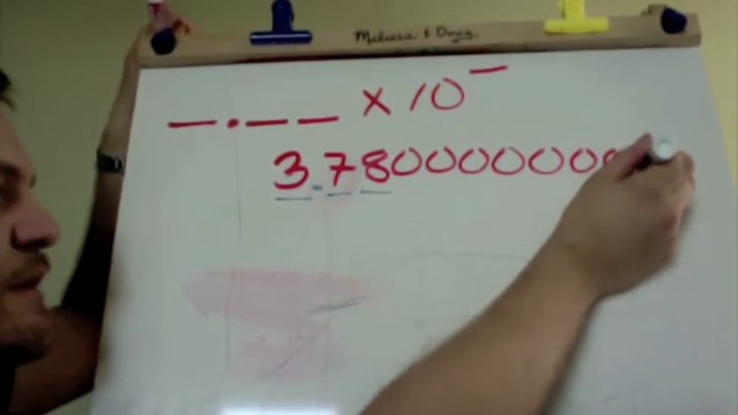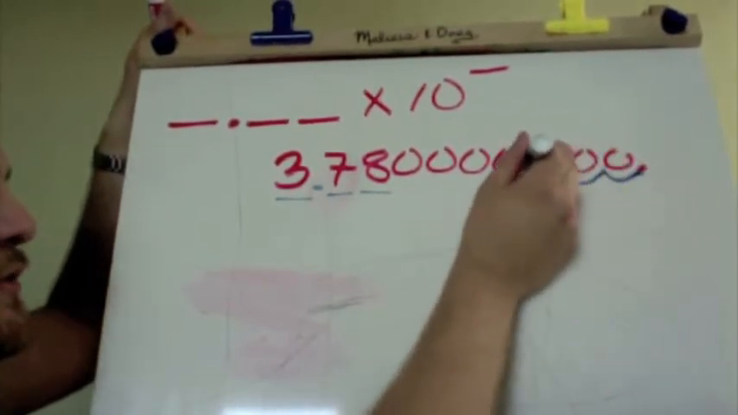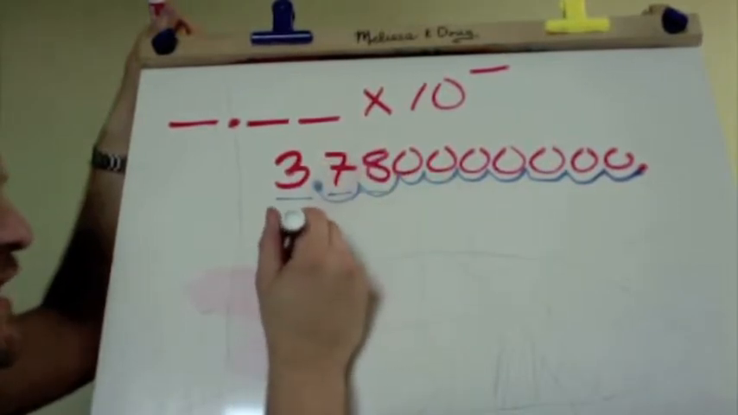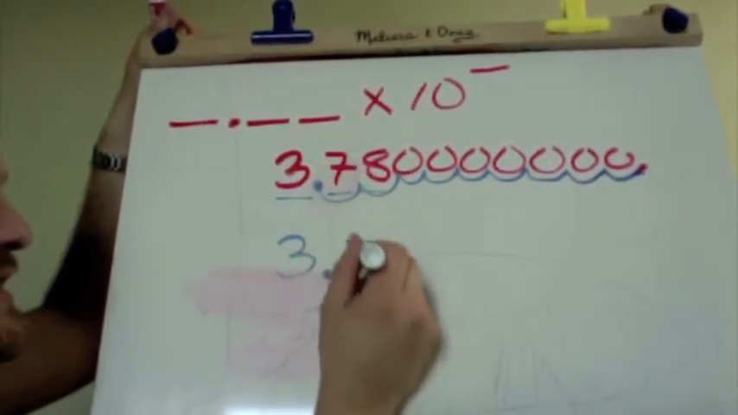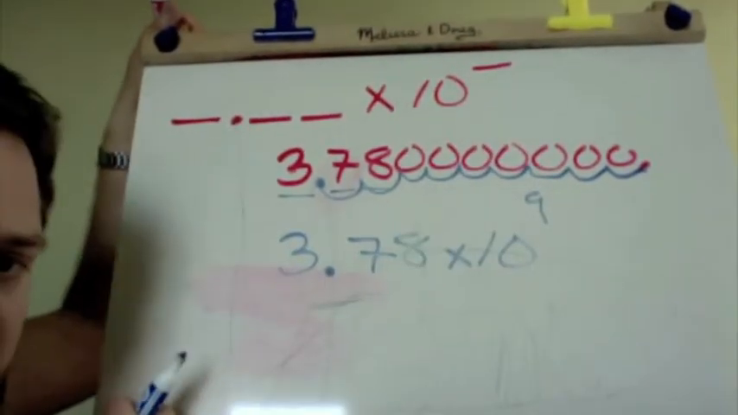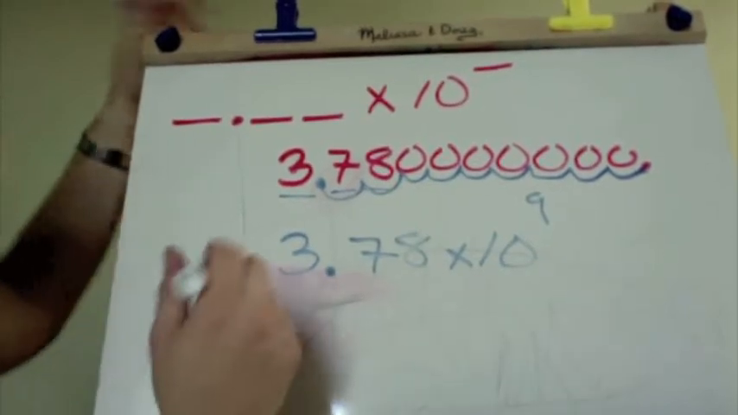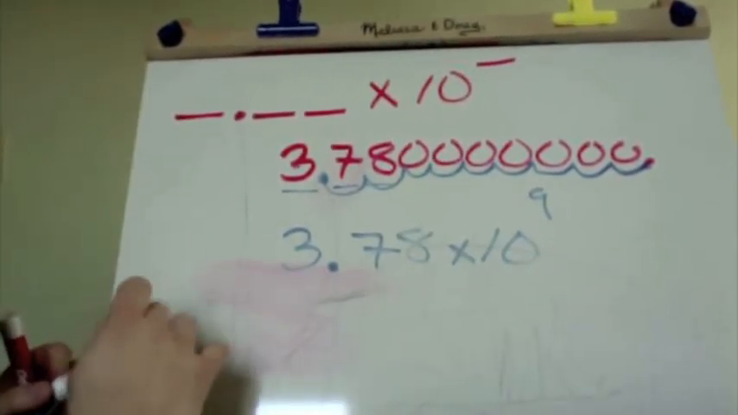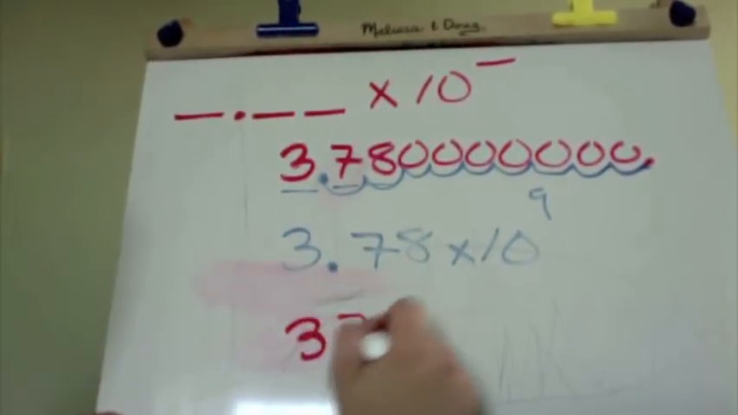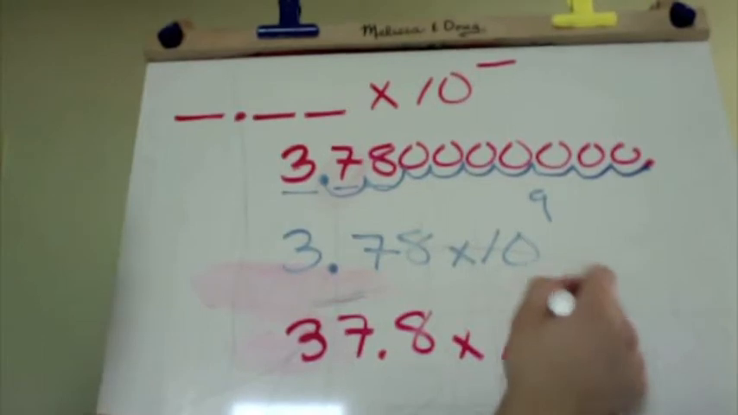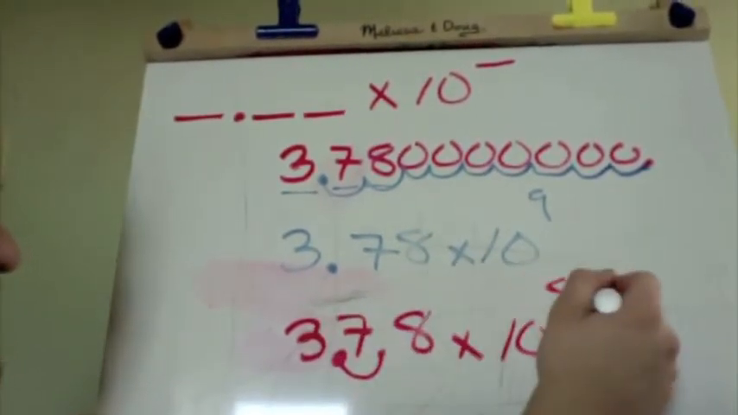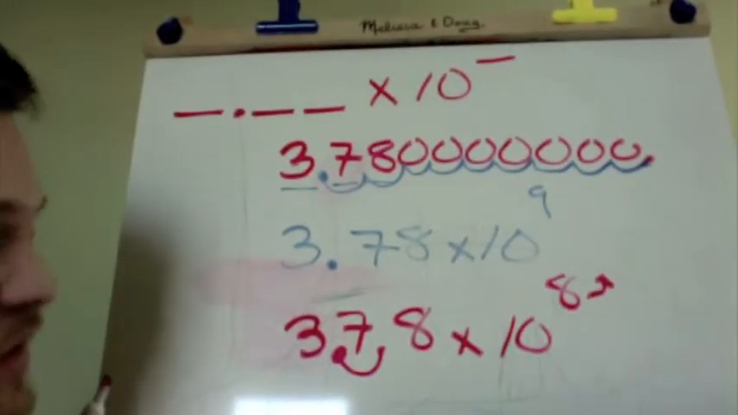I would have to move the decimal place over 1, 2, 3, 4, 5, 6, 7, 8, 9 times. So my number would be 3.78 times 10 to the 9th power. This is scientific notation. Okay? Now, just so you know, if I have a number that would say be 0.8 times 10 to the 8, that's not scientific notation. I would have to move this decimal place over one more time and increase that by one more number.